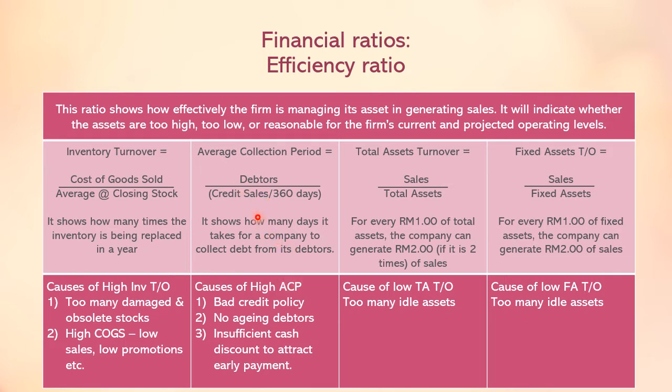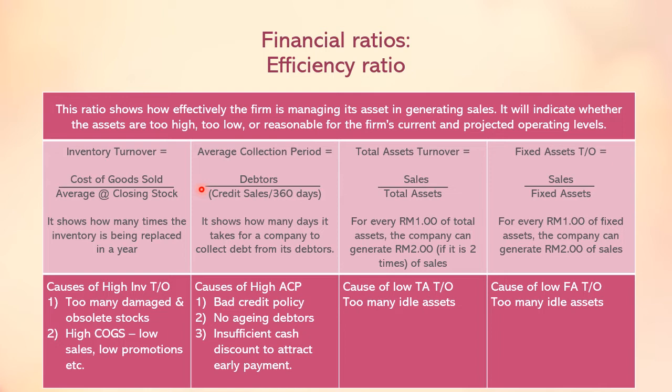The formula says here: debtors divided by credit sales times 360 days. So the words credit sales here mean only the sales that you sell off to your customer on a credit basis. So if there's elements of cash sales in your total sales, you need to take out the cash sales. So it shows how many days it takes for a company to collect debts from its debtors.